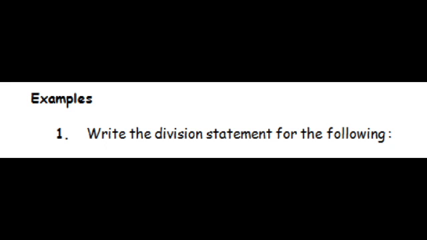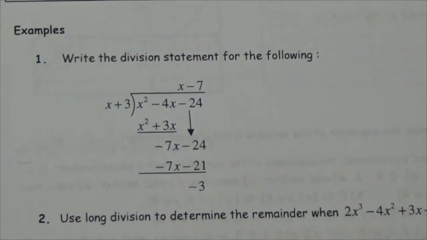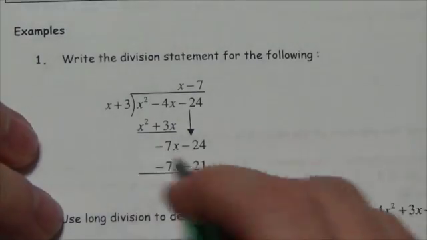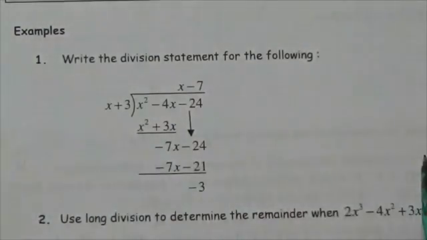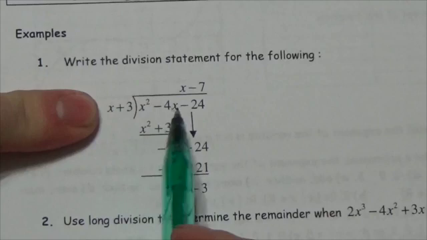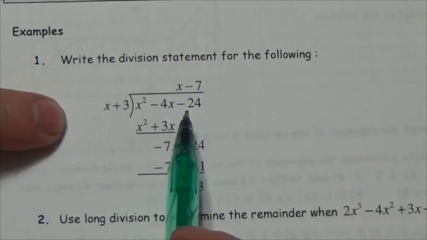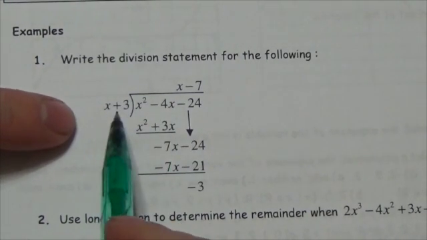Write the division statement for the following polynomial long division. So before jumping into an example of doing polynomial long division ourselves, we're going to take a look at one that's already been done. In this case, the dividend was x squared minus 4x minus 24. Our divisor was x plus 3.